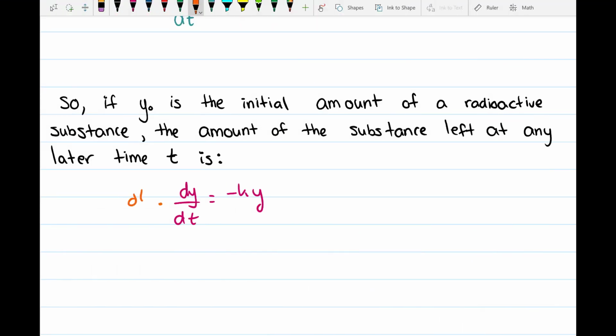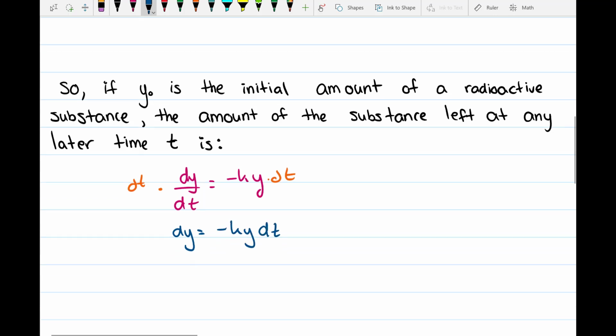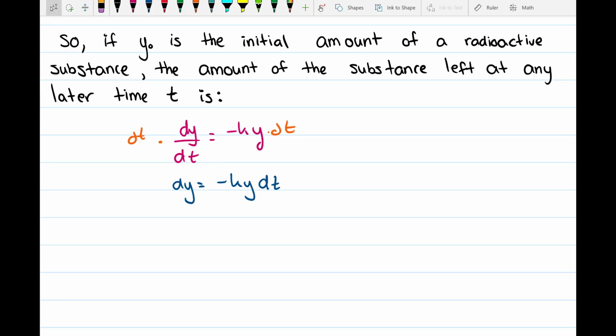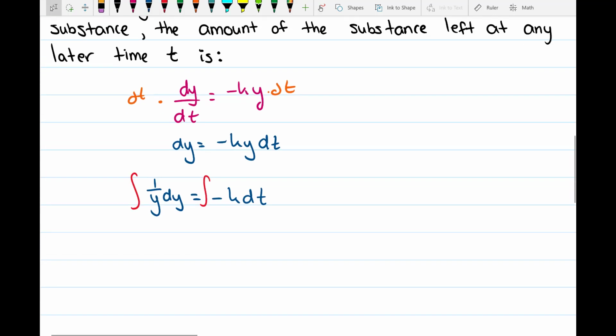We're going to multiply both sides by dt. So we get dy, the change in y, is equal to negative ky dt. Then we divide both sides by y, and we get 1 over y dy is equal to negative k dt. So now we're going to integrate both sides, and we get ln of y is equal to negative kt plus c.